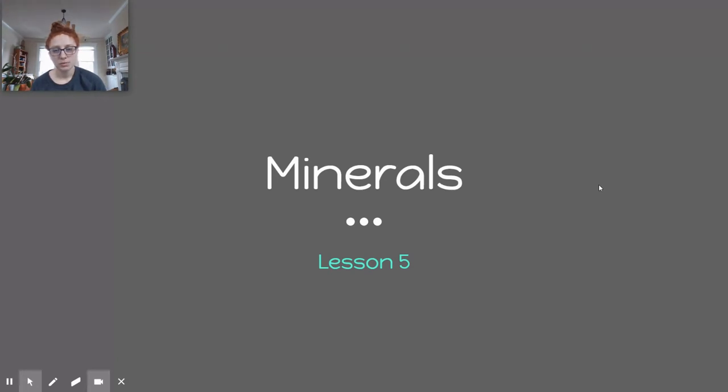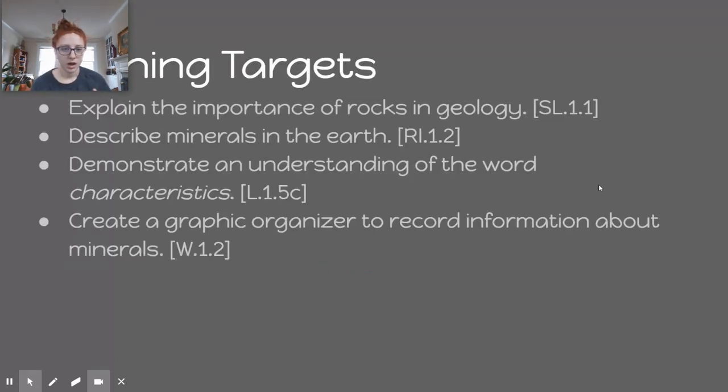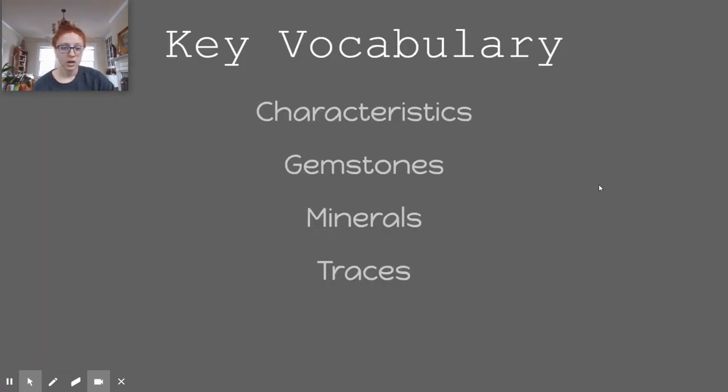Today's lesson is called Minerals. Our learning targets are to explain the importance of rocks in geology, describe minerals in the earth, demonstrate an understanding of the word characteristics, create a graphic organizer to record information about minerals. Our key vocabulary are characteristics, gemstones, minerals, and traces.